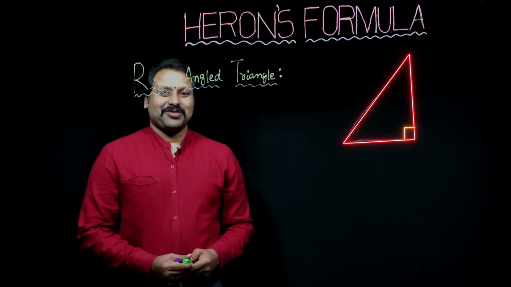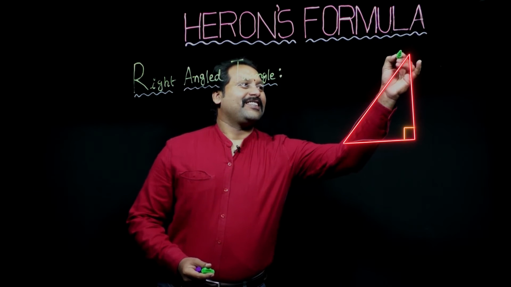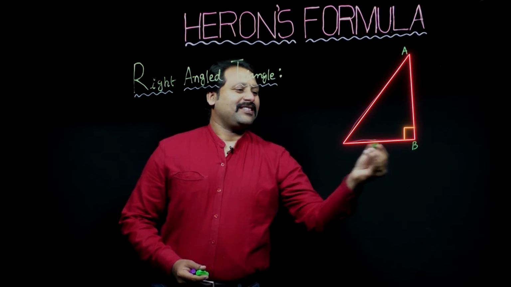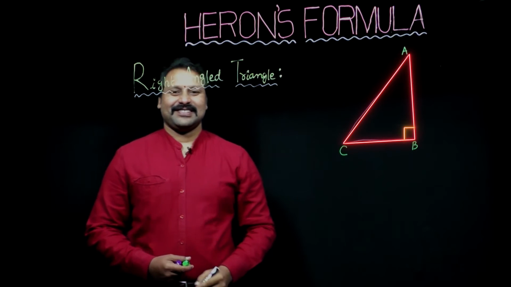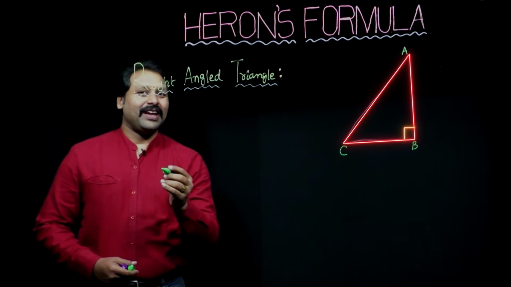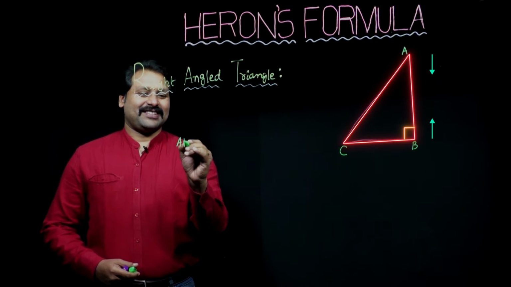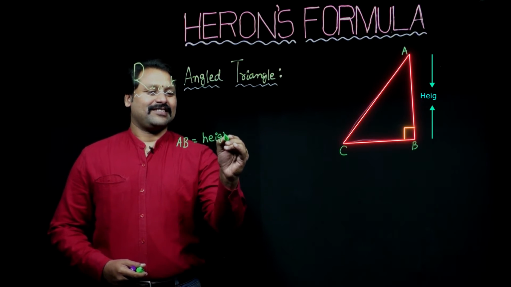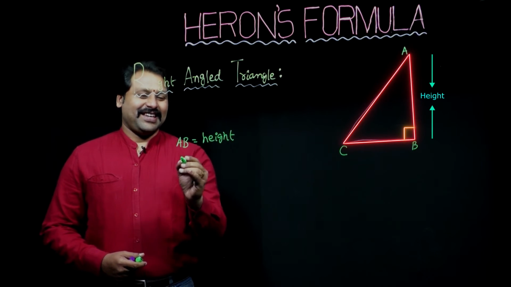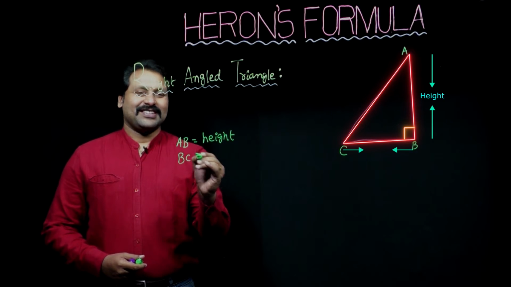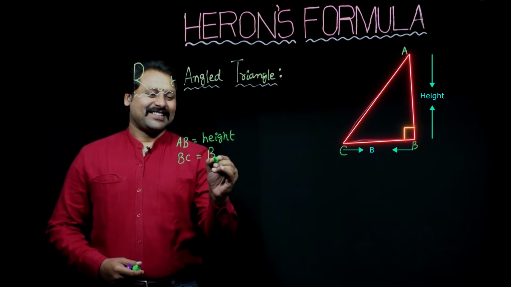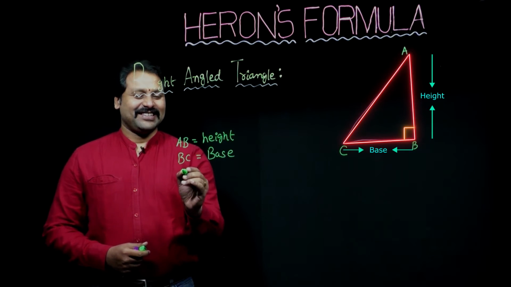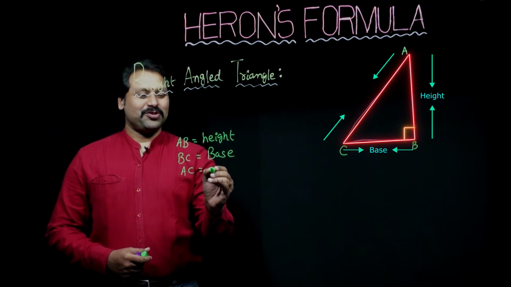The vertices of this triangle are A, B and C. Here AB is equal to the height of the triangle. BC denotes the base of the triangle. And the longest side AC denotes the hypotenuse.